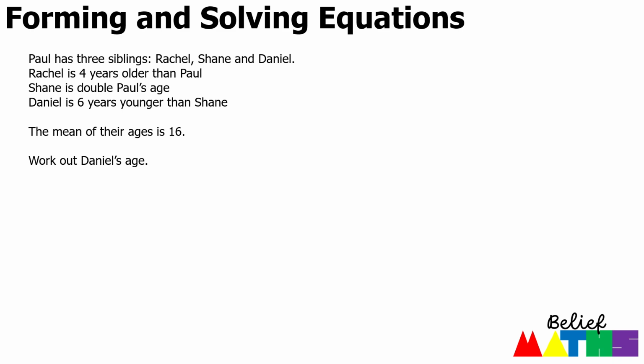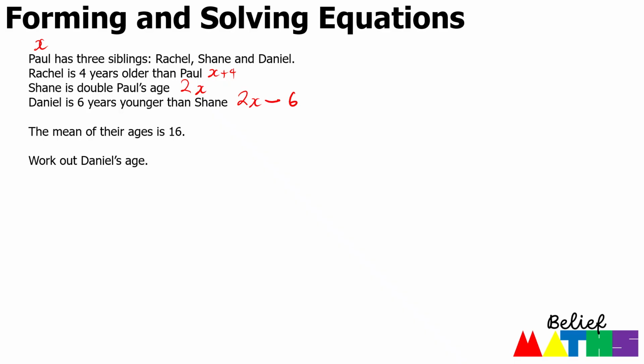Now another way they can ask forming and solving equations is questions like this. So it says Paul has 3 siblings, Rachel, Shane and Daniel. Rachel is 4 years older than Paul. So because Paul is the first one, let's make him x. Rachel is 4 years older, so that's x plus 4. Shane is double Paul's age, so that's 2x, 2 times x, because double is multiplying by 2. And then Daniel is 6 years younger than Shane. Well, Shane is 2x, Daniel is 6 years younger, so minus 6.